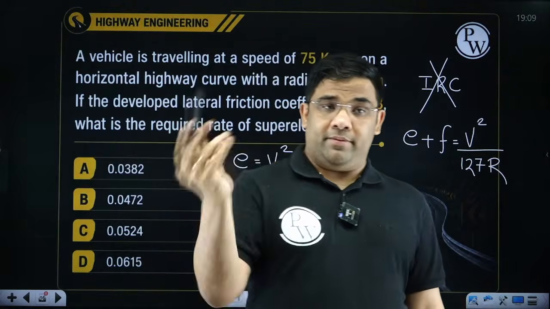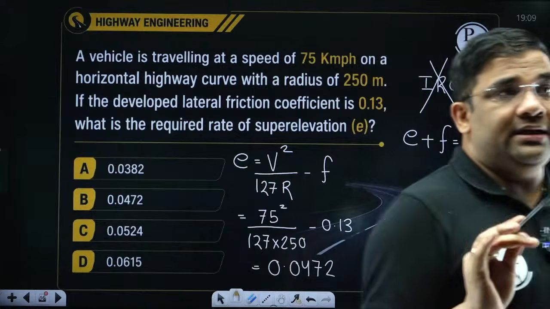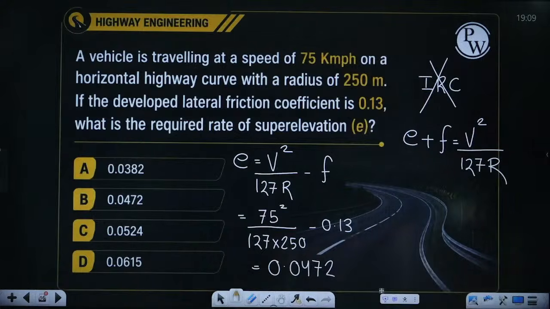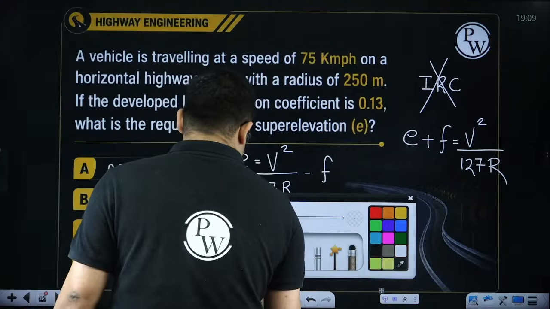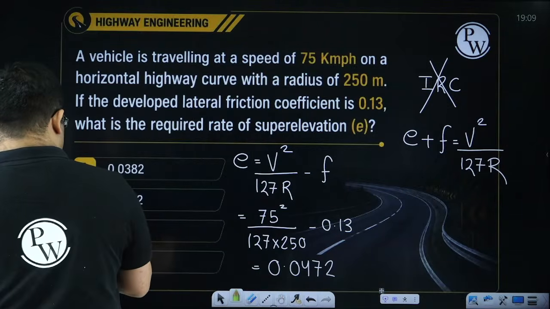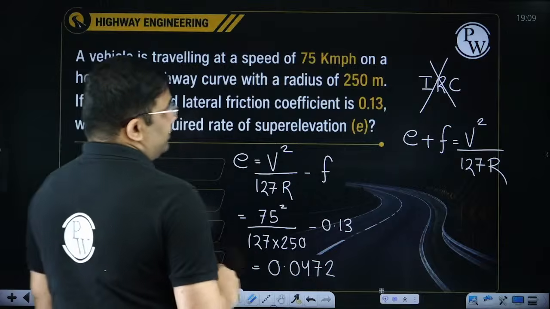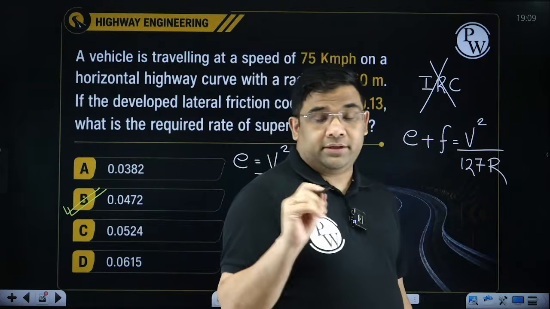Now, when we are not doing as per IRC, there is no need to check whether it is coming less than the maximum or not. The maximum check is only as per IRC. So you need not check it in this case. It is coming 0.0472, which is option B here. So that means we solved three questions.